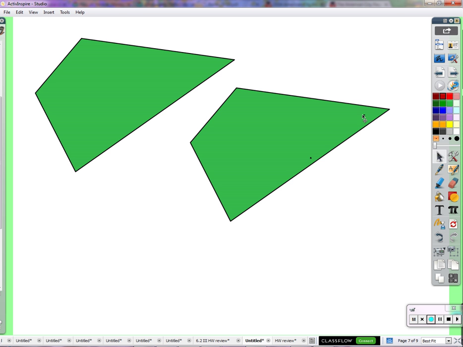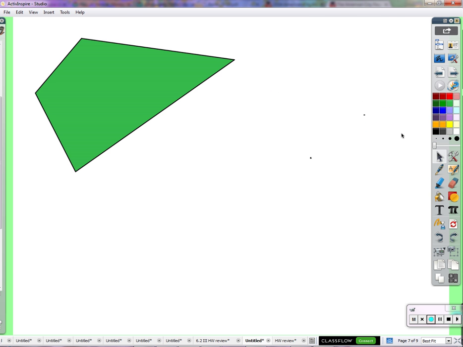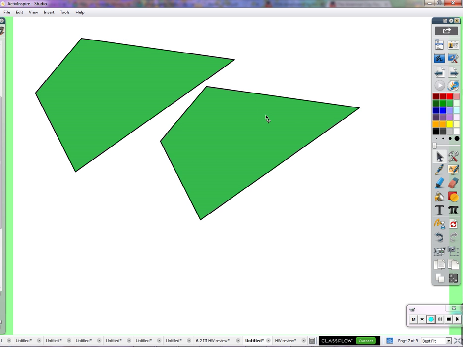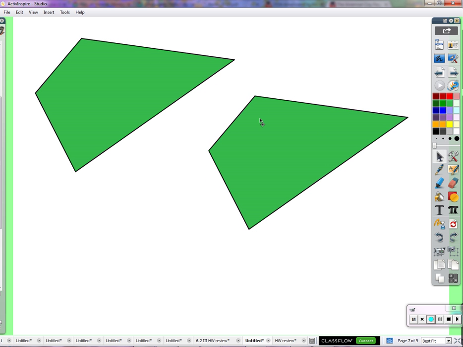If it looks smaller, it's just probably an optical illusion, because all I did was take this one, copy it, and move it over here. Congruent, right? We're just learning some vocab here. So these two are congruent. That's weird. Does it look like it's smaller? Yeah. It's one of those optical illusions.